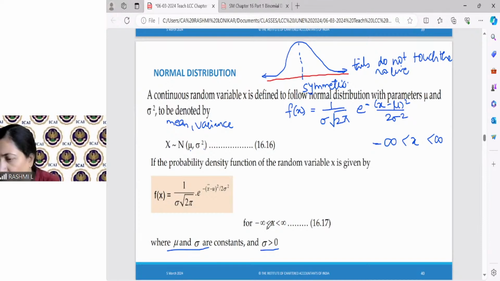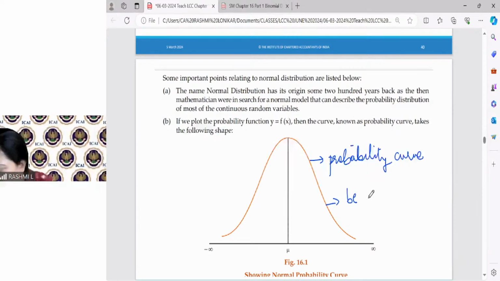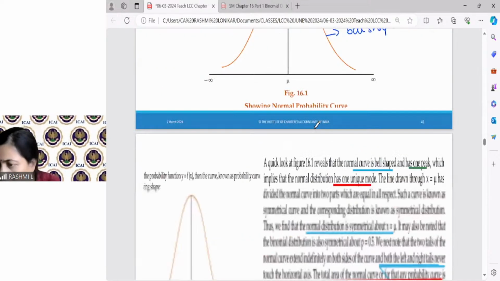Now, understanding further. Some important points: it has its origin some 200 years back as the mathematicians were in search of a normal model, and then we are plotting this, and this is known as the probability curve, and it takes this form. This is known as the bell shape. मंदिर में घंटी होती है ना, उस तरह का शेप है, इसलिए उसको बेल शेप बोलते हैं.